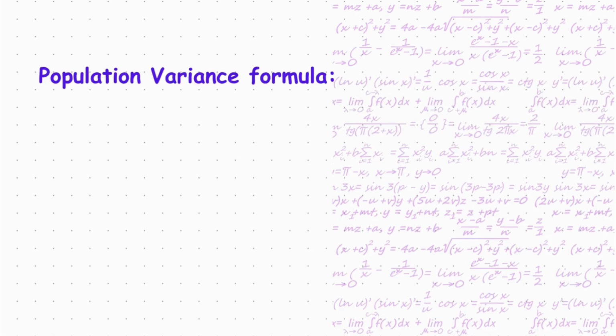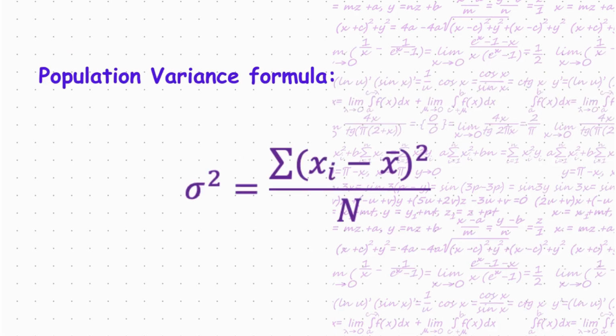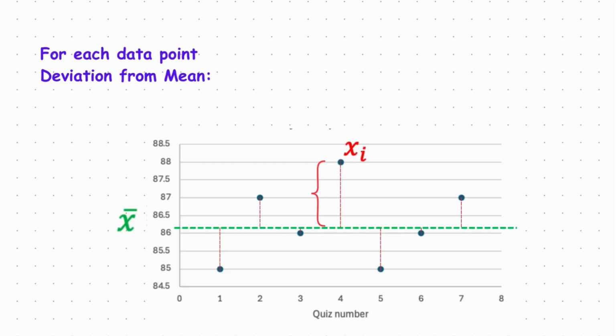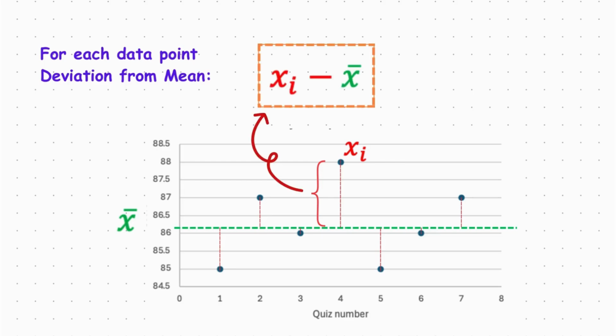Here is the formula of the population variance. So let's go and see how we will get into this formula. As you remember, we said that for each data point, we need to find a deviation from the mean. So as you see, if we consider the point xi, we just need to simply subtract the value of this xi and the value of the mean. So it would be xi minus x bar, or our mean.